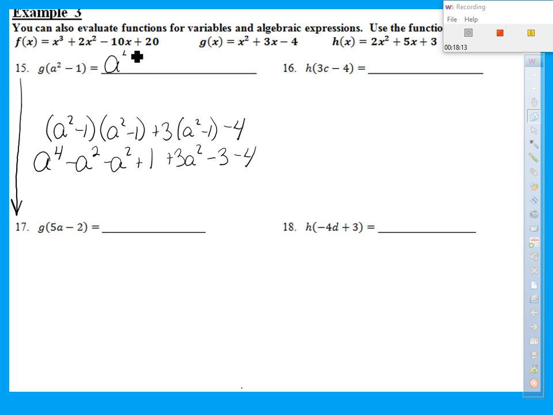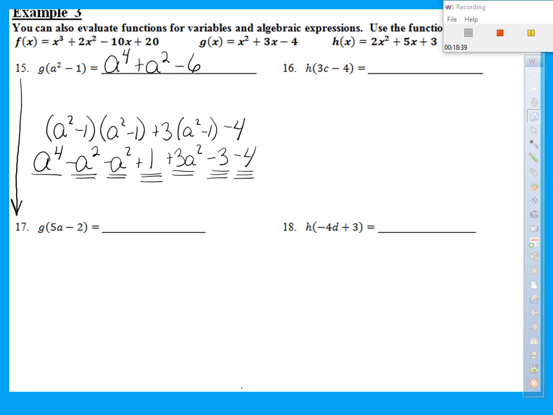Looks like I've got an a to the 4th and no other a to the 4th. Here's an a squared. Here's a negative 1a squared and a positive 3a squared. Negative 1 plus negative 1 plus 3 is positive 1a squared. And then I've got 1 minus 3 minus 4. You could type that in your calculator if you want. We're going to get negative 6. So that's how we'll handle that.